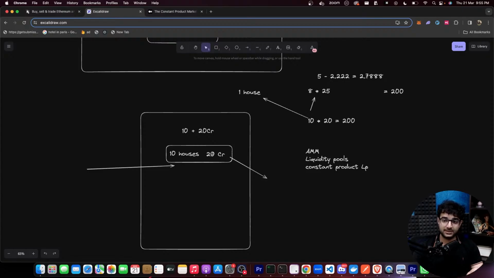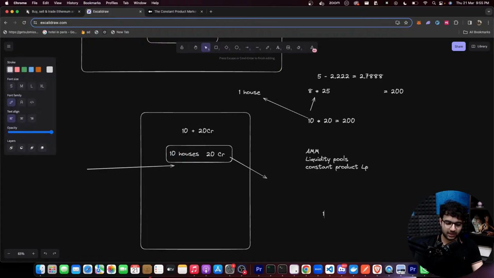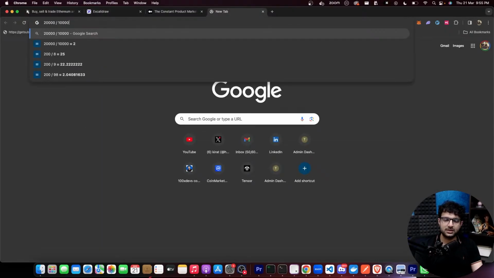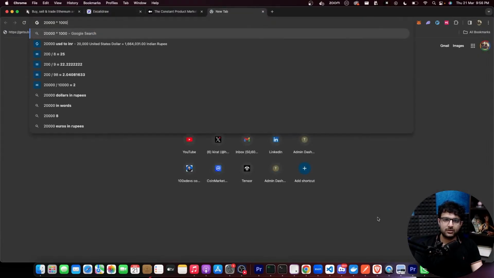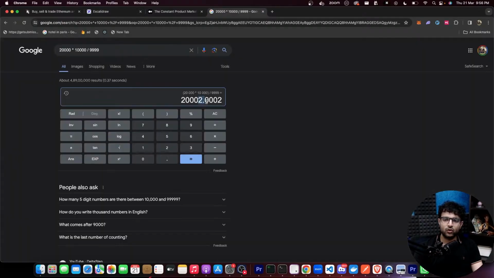One thing you'll notice is, the more assets that have been put in, the more the liquidity. If there were 1,000 houses and 20,000 CR here, then how much would the first person have to pay? 20,000 divided by 1,000, into 1,000 divided by 999, about 2.002.